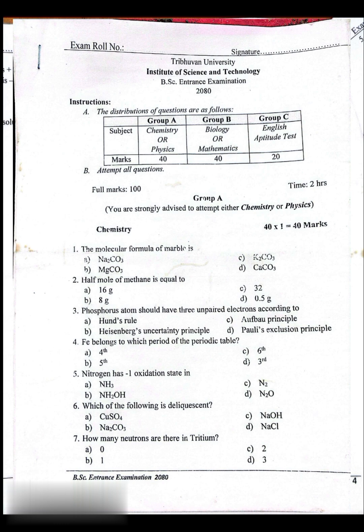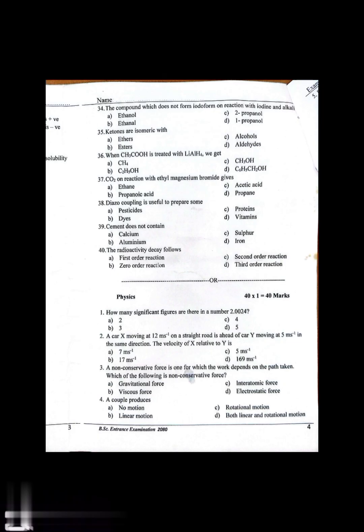B. Attempt all questions. Full marks 100. Time 2 hours. Group A. You are strongly advised to attempt either Chemistry or Physics. Physics. Marks 40 into 1 equal to 40 marks.